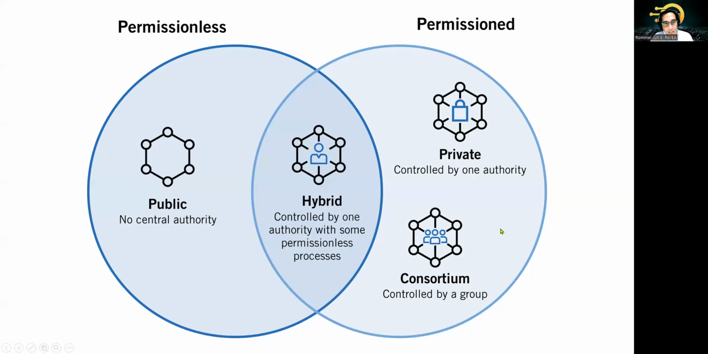So let's put that in pictures to make it easier to understand. You have your public, which is permissionless. And on the other hand, you have private and consortium that are permissioned. And in the middle, we have the hybrid that mixes the best of both worlds.